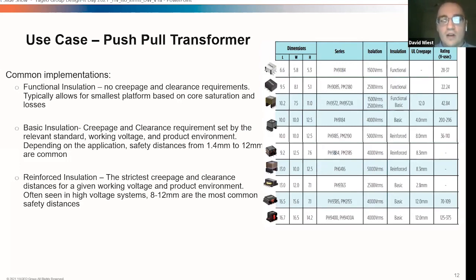These transformers vary from functional insulation and no safety distances, typically the smallest parts, all the way up to reinforced insulation with 12 millimeters of creepage distance. These parts are all catalog parts and readily available. There are custom options available as well if needed.